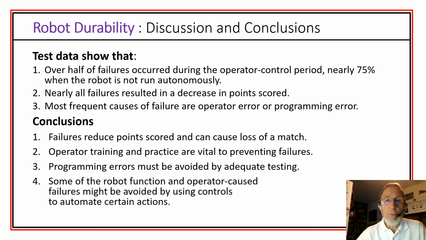Number four, some of the robot function and operator caused failures might be avoidable if we were to develop control systems to automate some of these actions. So if we're seeing significant numbers of failures occurring that could be controlled by automating, this may justify our putting some effort into making some modifications to our robot.